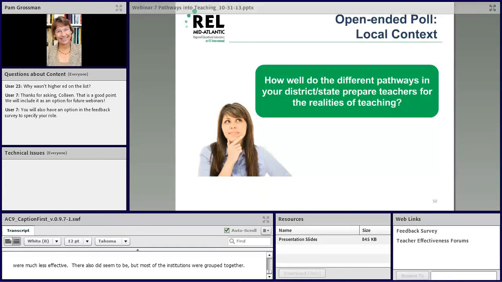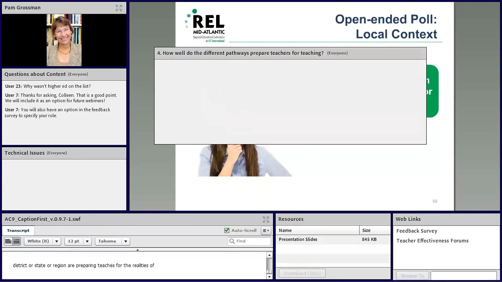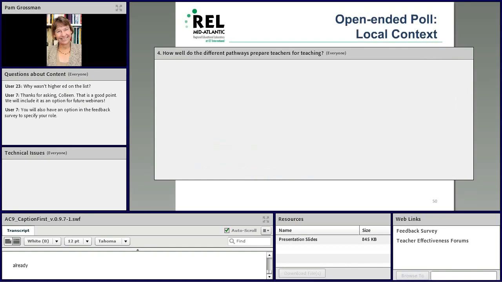Great, thanks, Pam. At this point, I think we're going to take another minute to have people tell us about the different pathways and your perception of how well you think those pathways in your district or state or region are preparing teachers for the realities of teaching. So realistically, the things we've already asked about, traditional versus alternative, and the types of field experiences, taking all that into consideration, how well do you think the components of the program are working together to prepare teachers for what they really need once they enter a classroom?